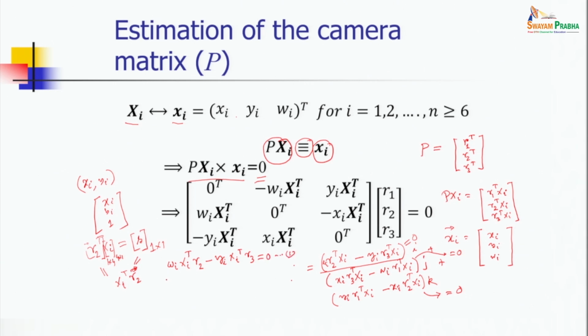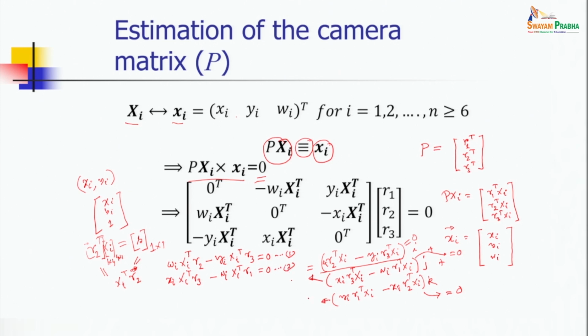Then, from this one I am doing, minus wi xi transpose R1 plus xi transpose R3. For the sake of convenience, I am writing it the other way, transposing them because of the scalar form, that is equal to 0. This is the second equation.